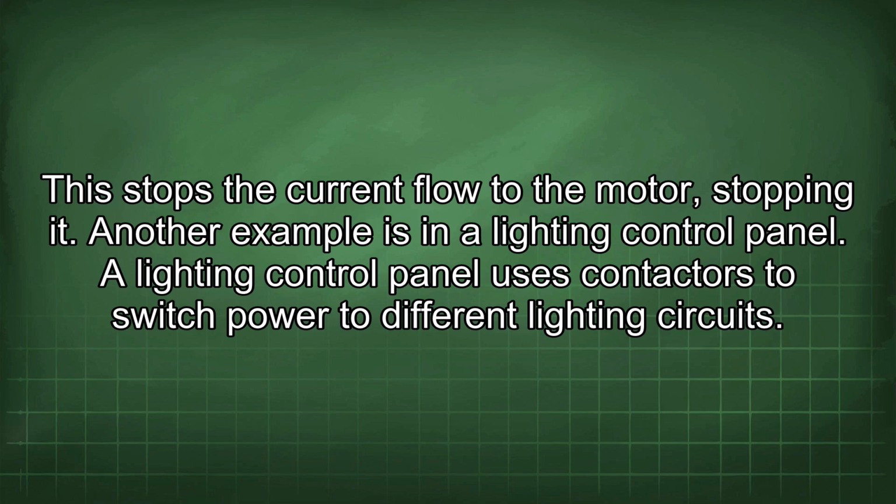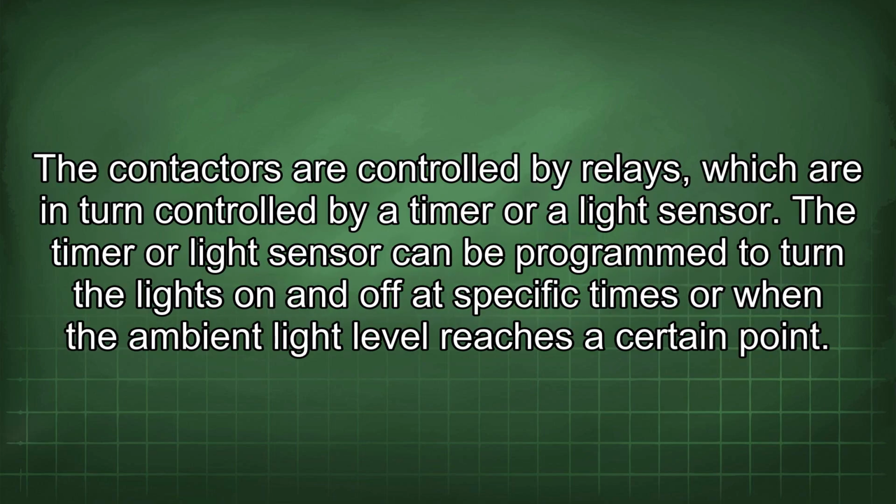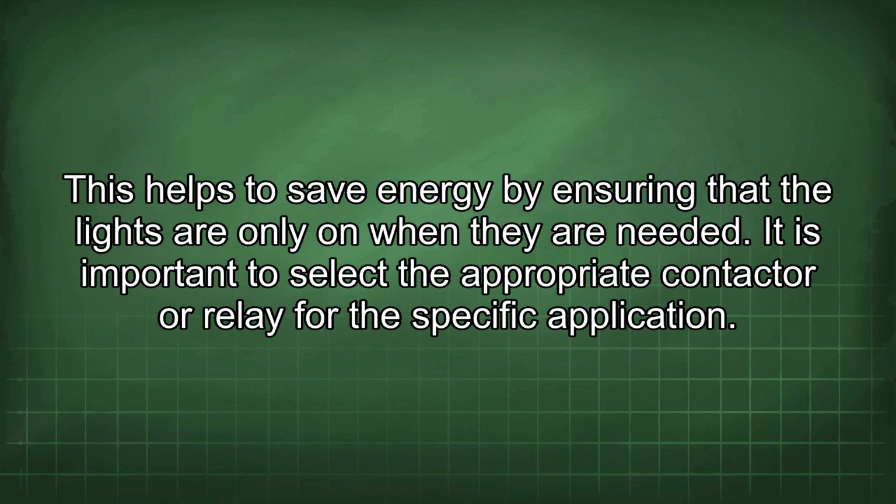Another example is in a lighting control panel. A lighting control panel uses contactors to switch power to different lighting circuits. The contactors are controlled by relays, which are in turn controlled by a timer or a light sensor. The timer or light sensor can be programmed to turn the lights on and off at specific times or when the ambient light level reaches a certain point. This helps to save energy by ensuring that the lights are only on when they are needed.